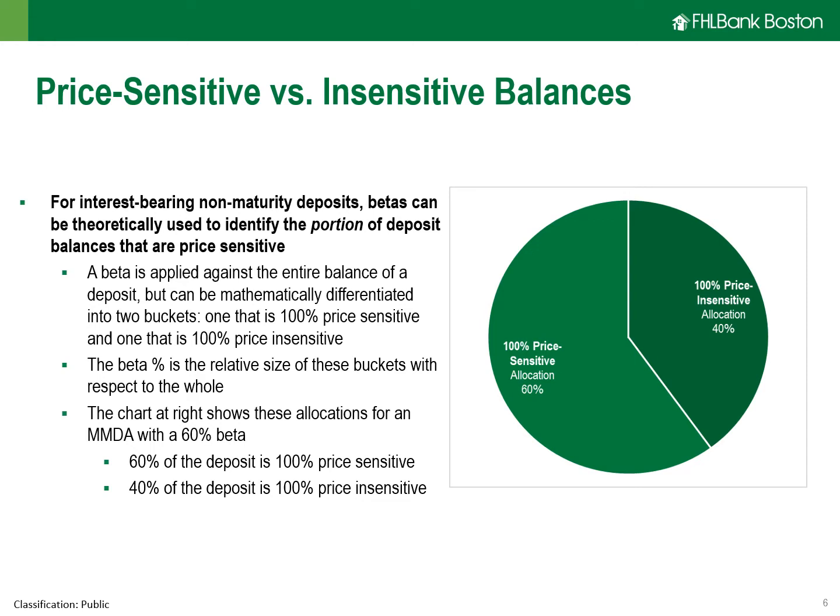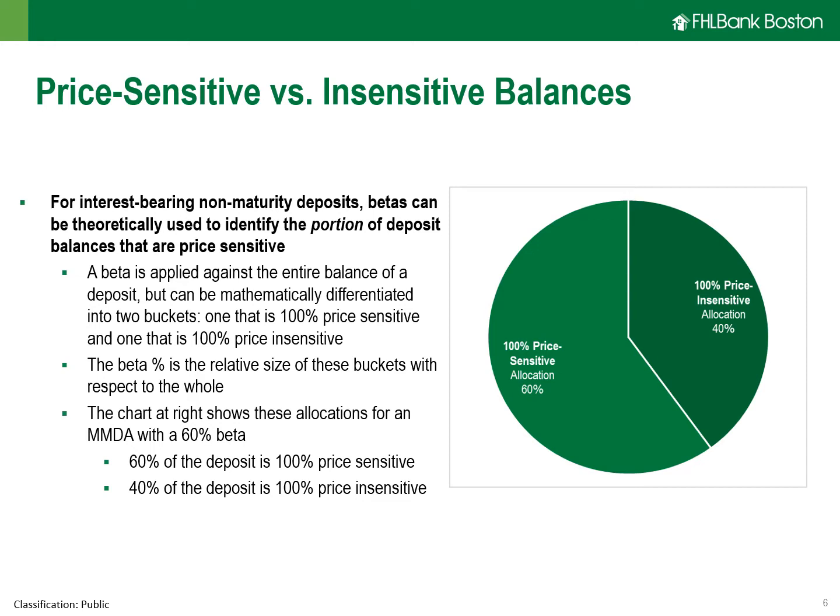So for example, if we had a money market account that we assumed had a 60% deposit beta, what we're actually mathematically saying is that 60% of the balances have 100% price sensitivity and 40% of the balances have a 0% price sensitivity. And so when you put those 2 buckets together, you create an overall sensitivity of 60%, but we can differentiate that into two pieces. One piece is really fully sensitive and one piece is really not at all sensitive.